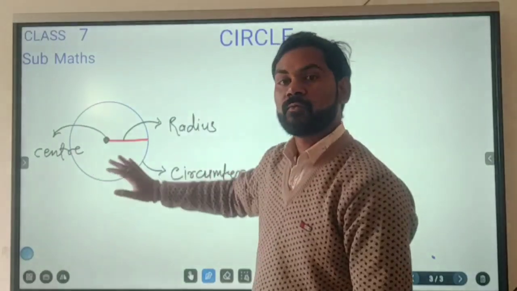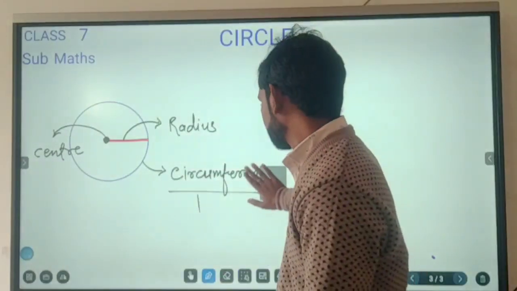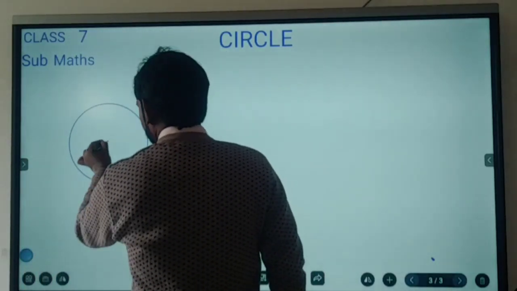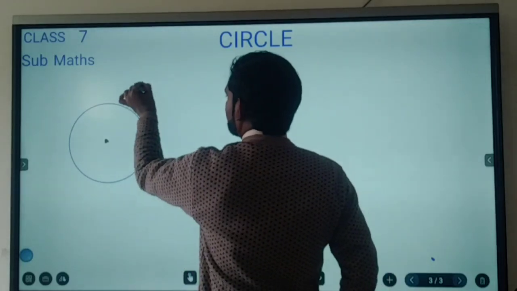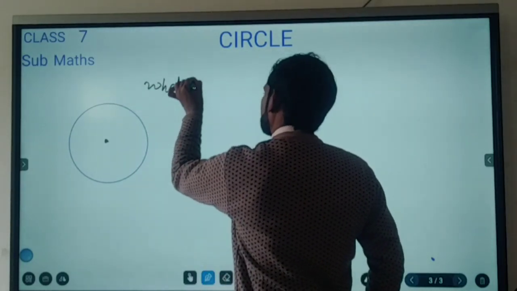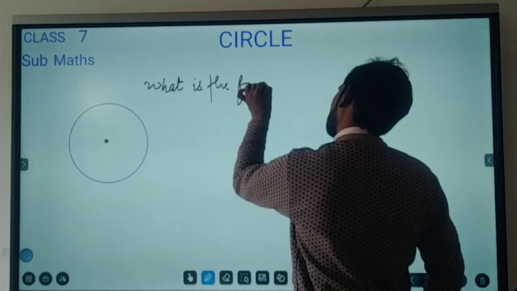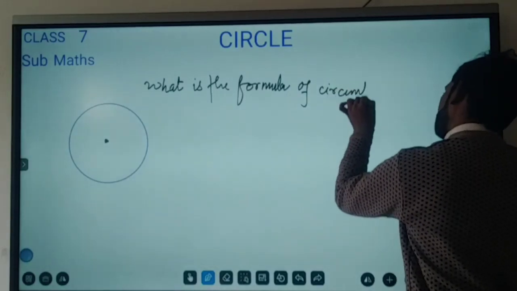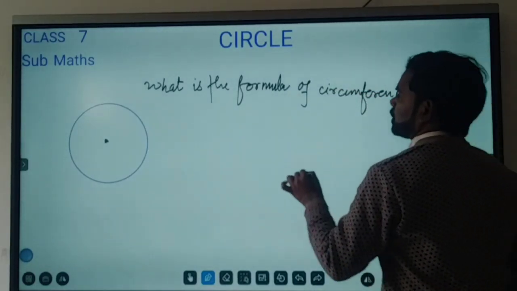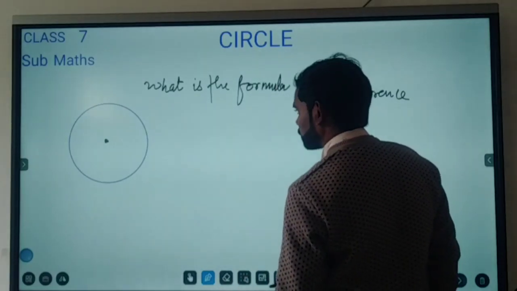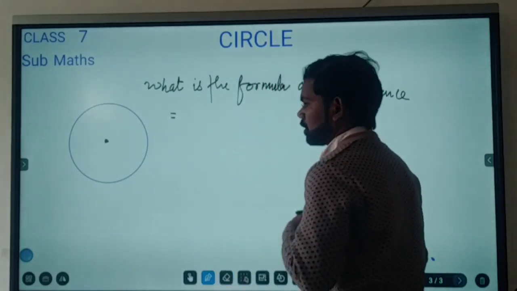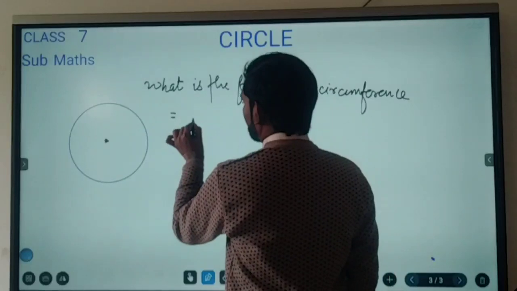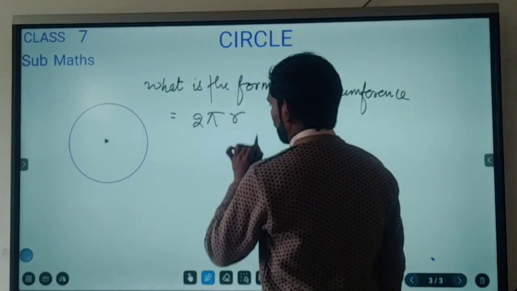Now let's explore the formulas related to this circle. The first point is, what is the formula of circumference? The formula is given by 2 pi r.